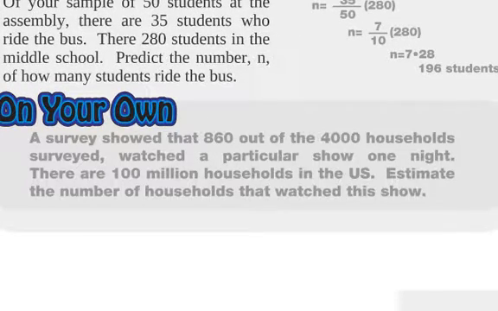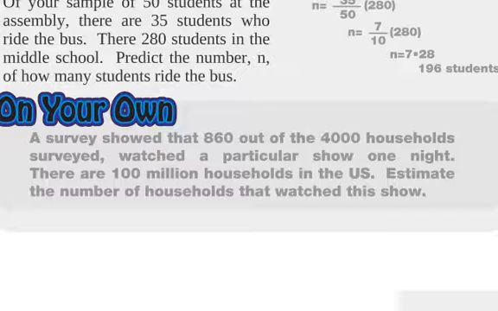Why don't you do this? A survey showed that 860 out of 4,000 households surveyed watched a particular show one evening. Well, there are 100 million households in the U.S. total. Estimate the number of households that watched this show. Remember, set up a proportion, cross multiply and divide, and estimate about how many households watch this particular show.